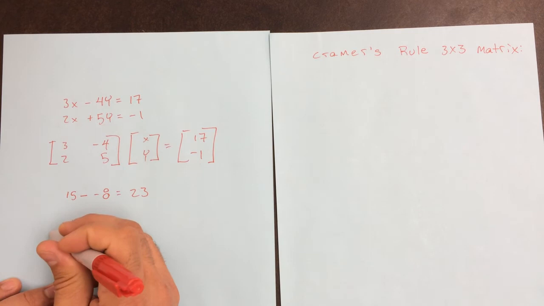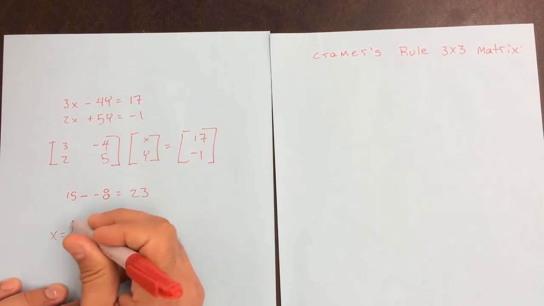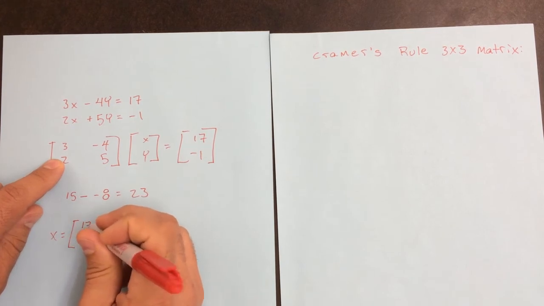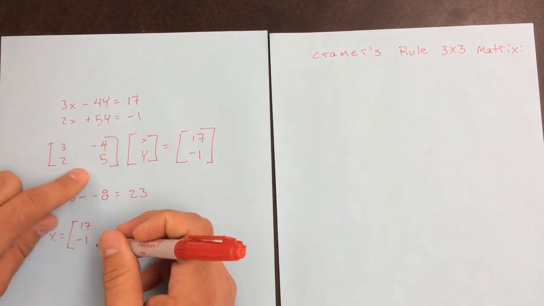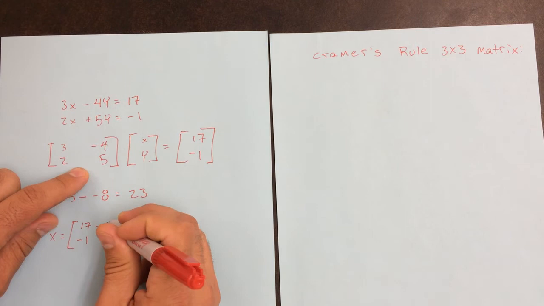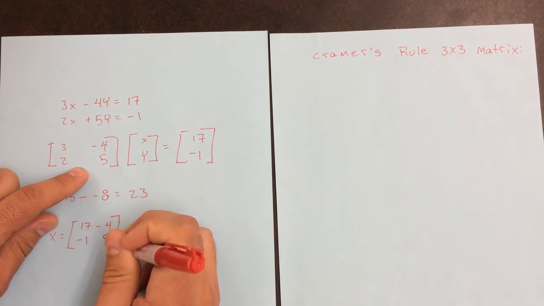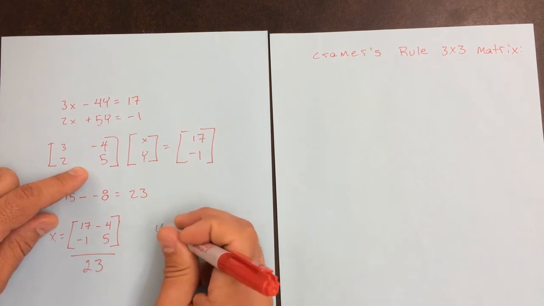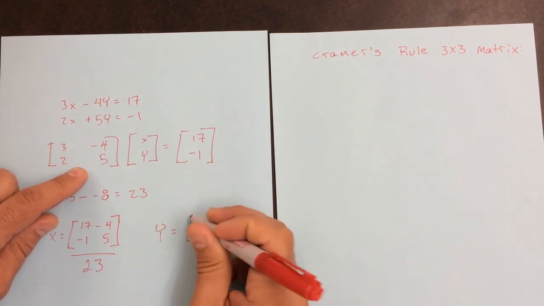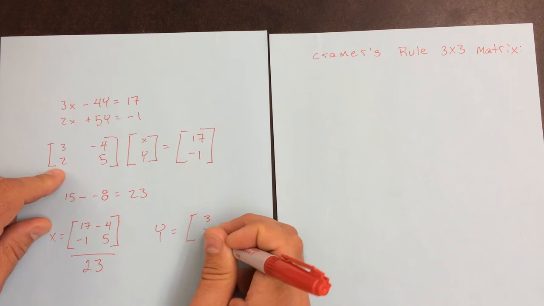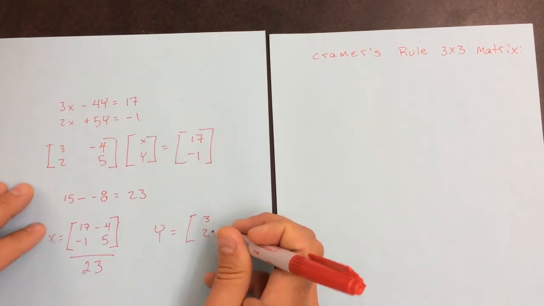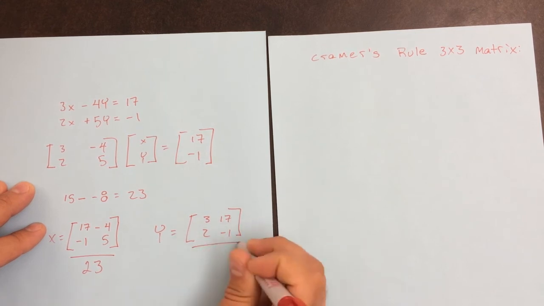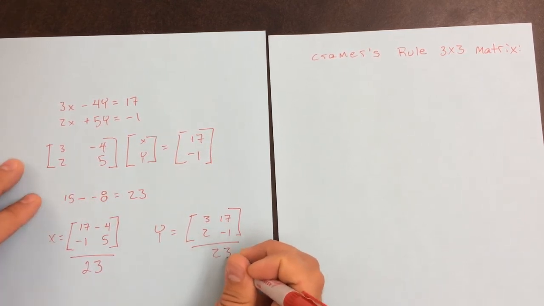I'm going to write my new matrix, x equals. Remember, your x values get replaced with your c's, so it's 17, negative 1. Your b values, or your y values, stay the same. And this is over your determinant, which is 23. For y, your x values stay the same, 3 and 2. Your y values get replaced with the constants, over your determinant, which is 23.